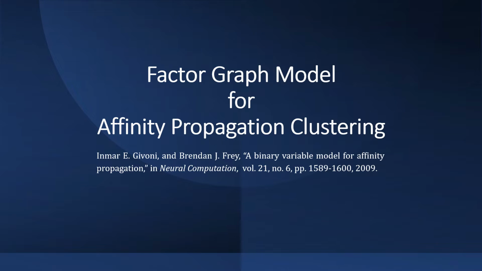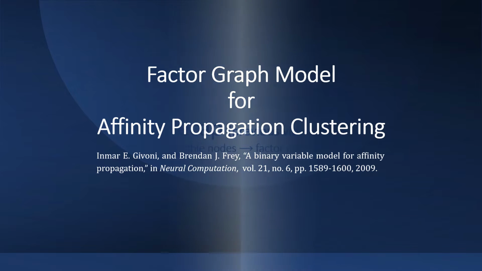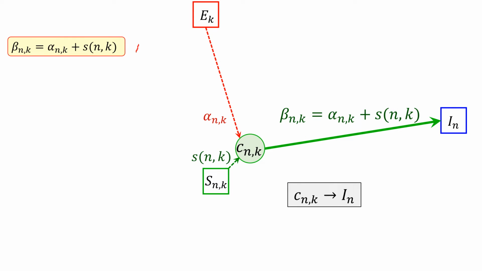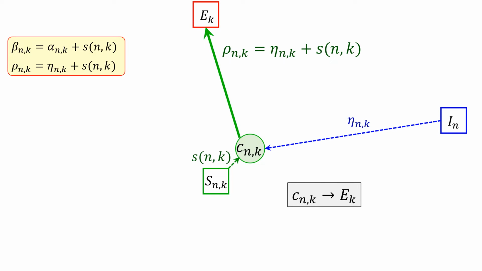So this is what we are looking at. This is the second part of the presentation. What we did in the first part of this lecture was we derived expressions for the messages from the variable nodes to the factor nodes. This was beta nk, and this was rho nk. So these are the two messages that we derived already.